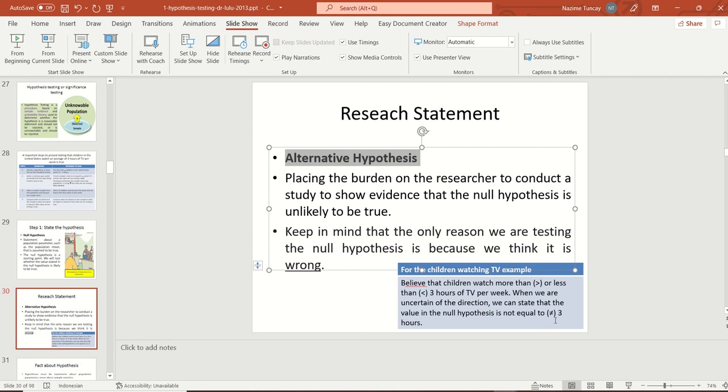H0: children watch TV not more than 3 hours per week, for example. H1 is that children watch TV more than 3 hours a week. If we state more than 3 hours a week, that's hypothesis 1. We can even have hypothesis 2, where we increase it: children watch TV more than 6 hours a week.